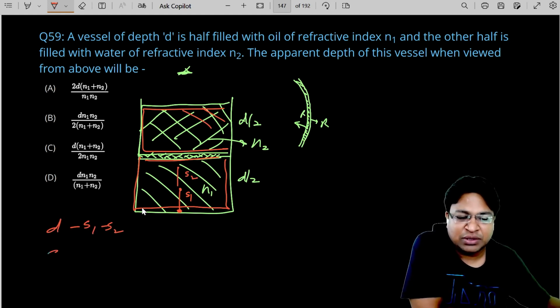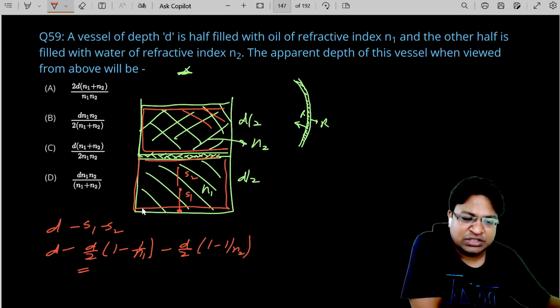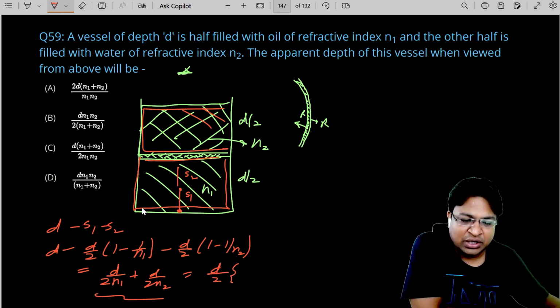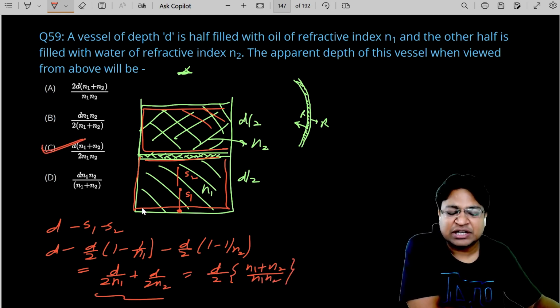Now, how do we write S1? S1 would be D by 2 into 1 minus 1 upon N1. And how do we write S2? That would again be D by 2 into 1 minus 1 upon N2. So when you finish this calculation, you will end up with D by 2N1 plus D by 2N2, and that would be your answer. So we can simplify it to D by 2 into N1 plus N2 upon N1 N2. All right. So guys, that's one way to do this question.